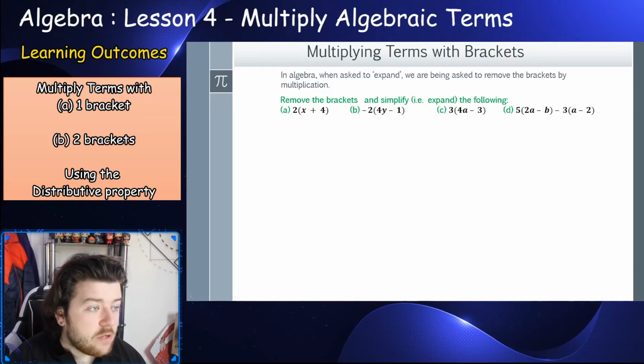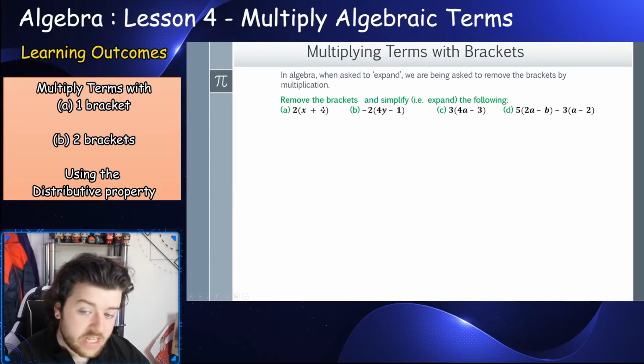And what the distributive property tells us is, whatever I have in front of my bracket, I multiply each term by that number. So I multiply this x by 2, and then I multiply that 2 by the 4. That's what the distributive property means.